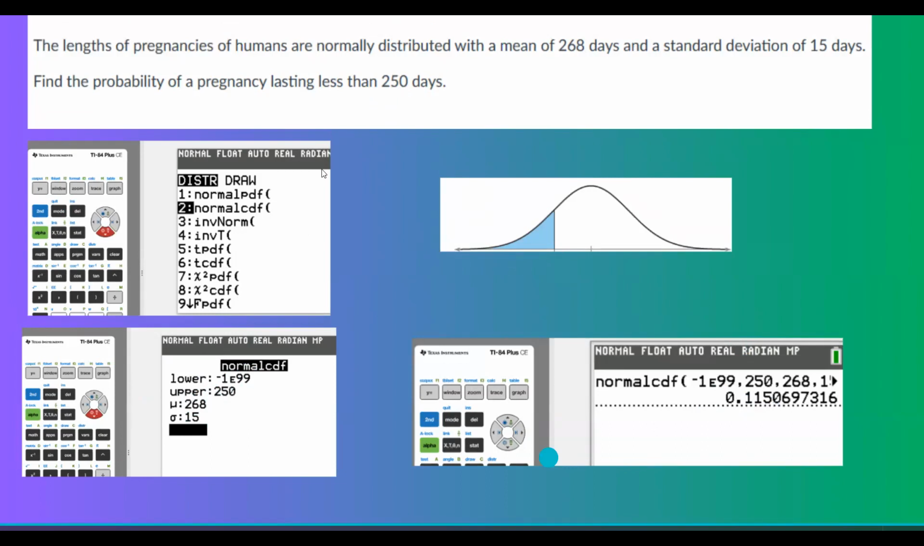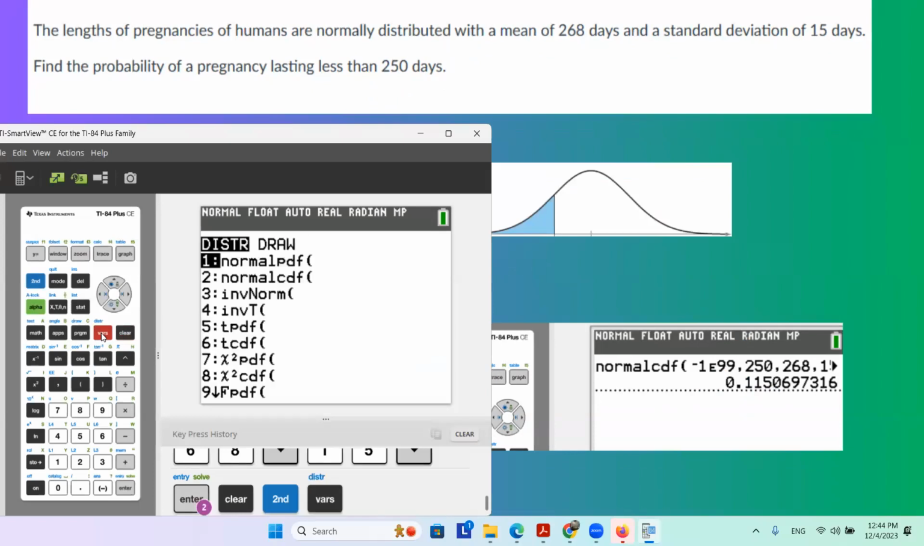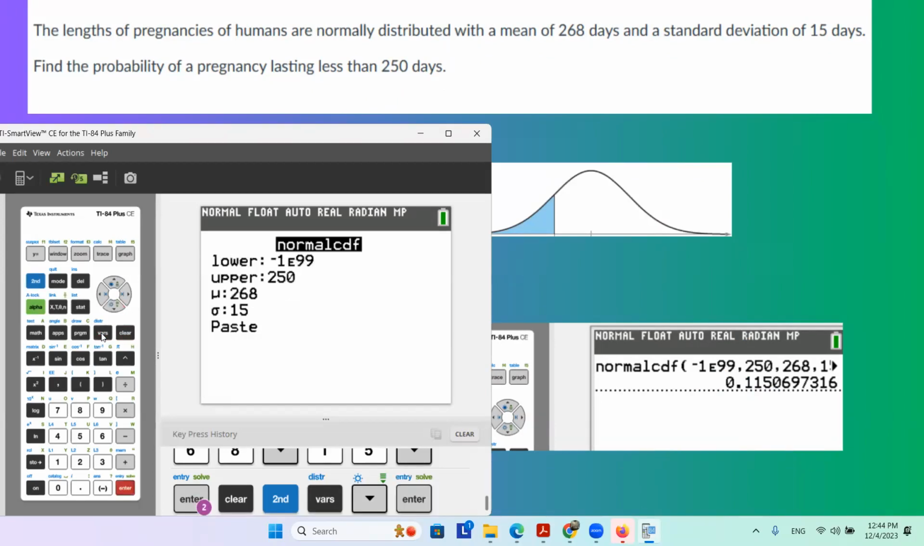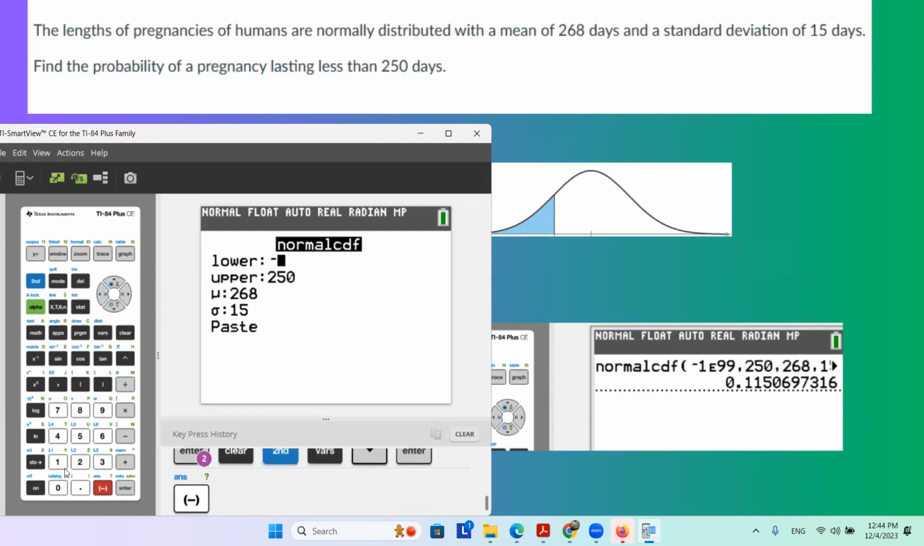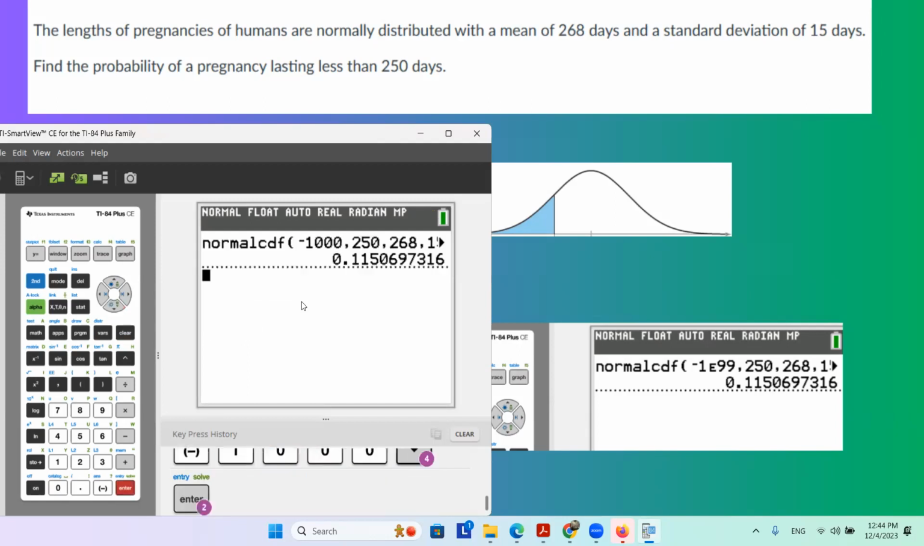Let me share the screen. So here we go. You go to second bars and then you find normal CDF. You can use a very small number like negative 100 or negative 1000 or any number that you like. The upper bound is 250, mean is 268, standard deviation is 15, and do the calculation. Paste twice, and as you can see, the number is very similar to what you get.